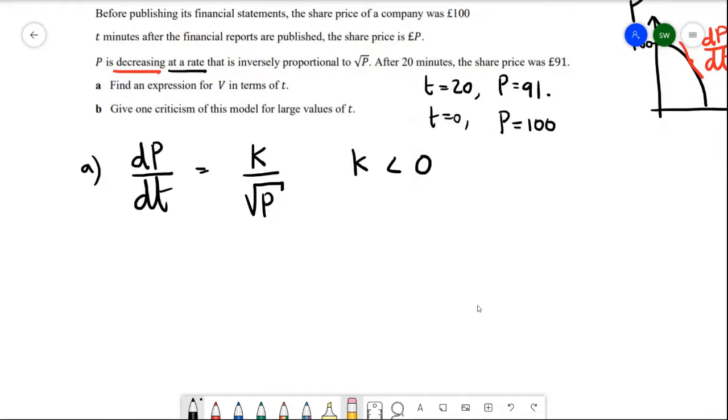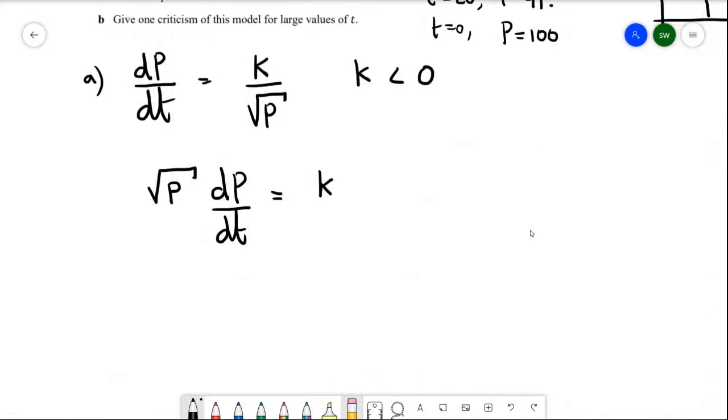So we're going to solve this differential equation using the separation of variables method. We're going to get all the P's on the left-hand side, so I'm going to times through by root P, and I'm going to times through by dt. So we're going to have root P dP equals k dt. So I've separated the variables.